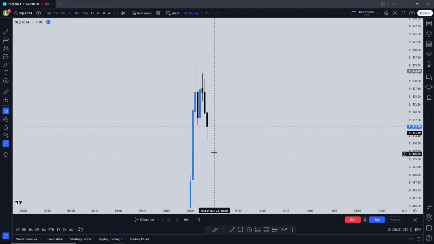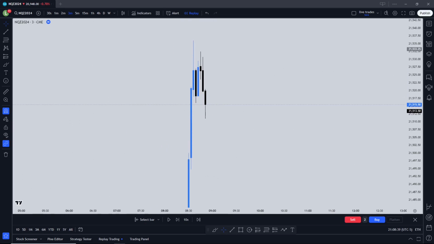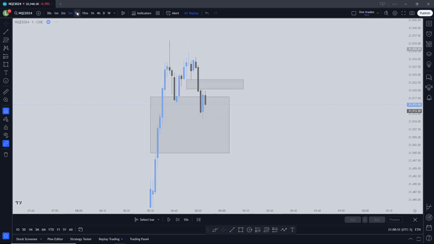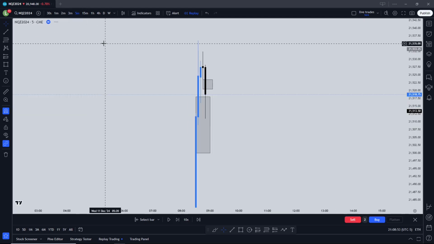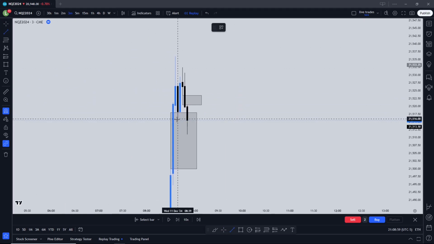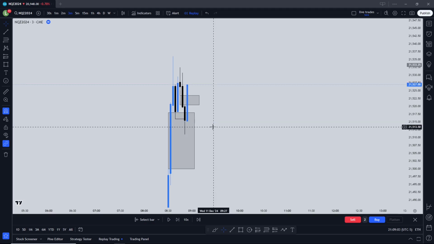Now, with this first example, you can see we have delivery from this fair value gap here, and we have a 3-minute here. We also have a 1 minute and a 2 minute, but the 3 minute is the highest time frame. There is no 5-minute fair value gap here. So there we have this 3 minute with delivery, also a sweep of this. And right here we get the inverse.